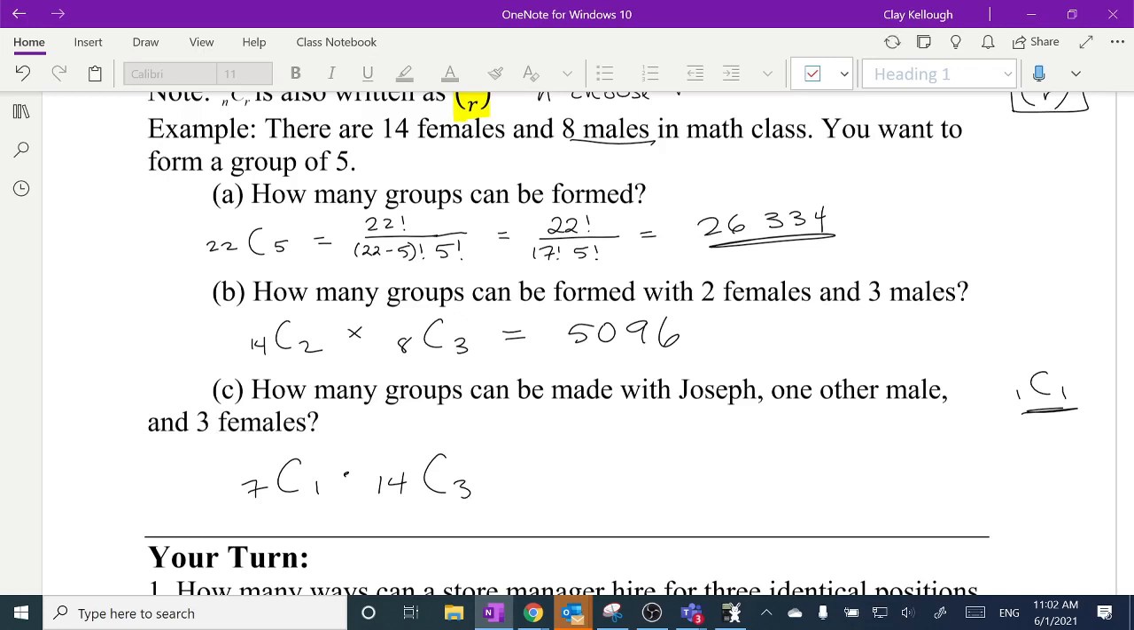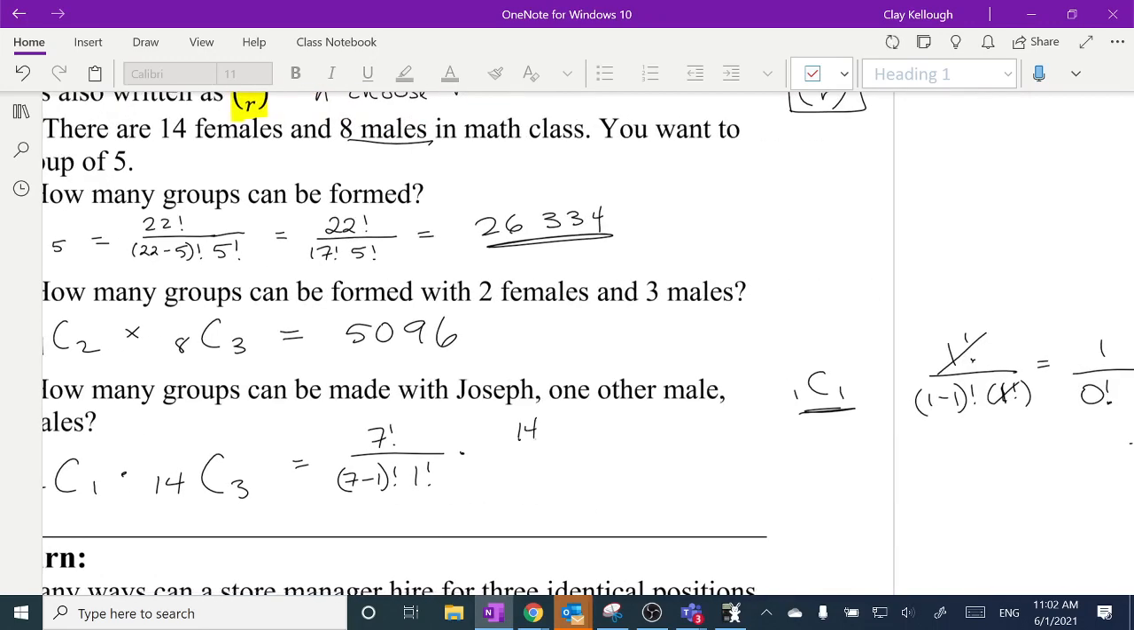This is interesting too. What do you think 7 choose 1 is? 14 choose 3, I think I'm going to use a calculator. Well, maybe do I need a calculator for this one? I'm going to try it without a calculator. 7 choose 1 is 7 factorial over 7 minus 1 factorial, 1 factorial. And 14 choose 3 is 14 factorial over 14 minus 3 factorial, 3 factorial.